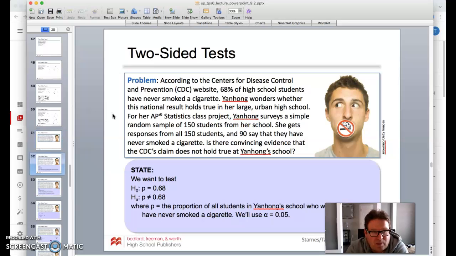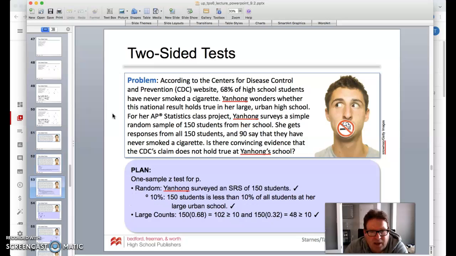All right, well, let's see. Remember the four-step process. State: we want to test the null hypothesis that the true proportion is 0.68. Our alternative is that it's not. And p is the proportion of all students in Yanhong's school who would say they never smoked a cigarette. We're going to use a 5% significance level, so alpha is 0.05.